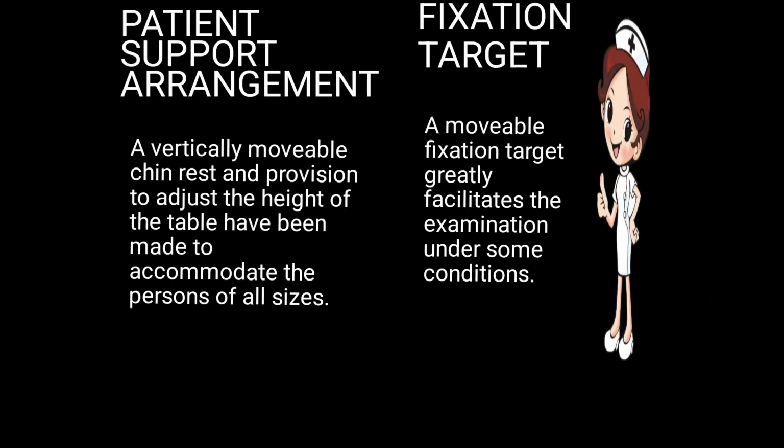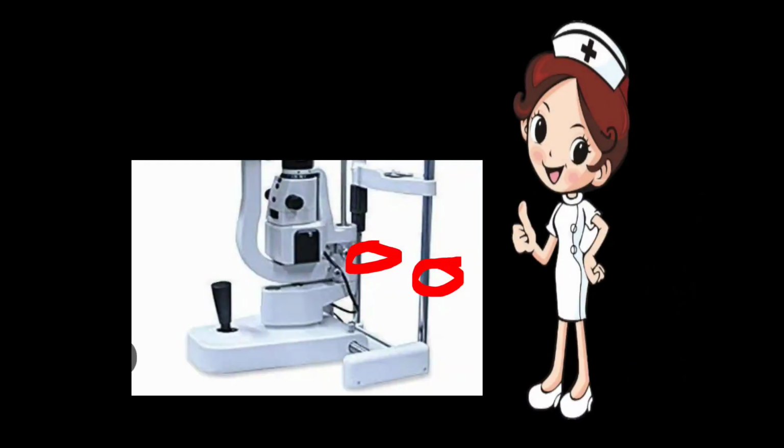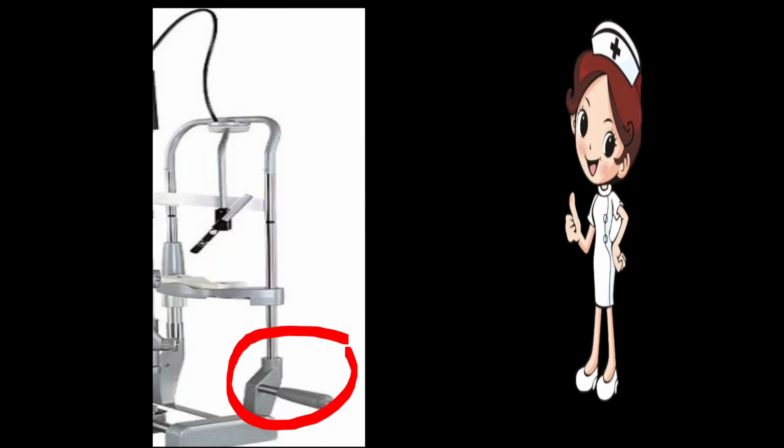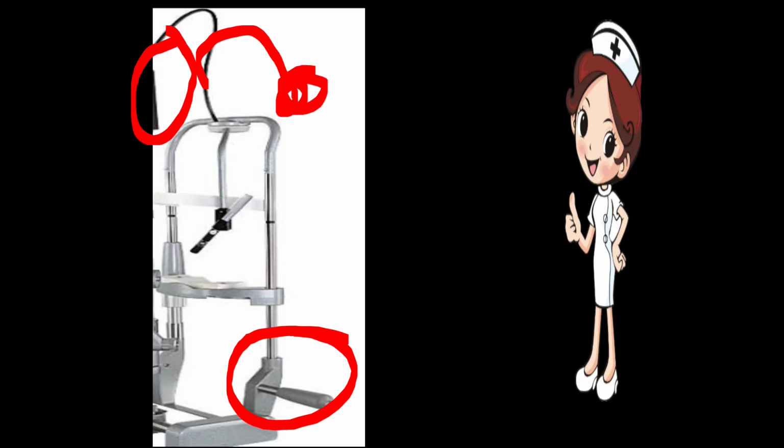Next one is fixation target. A movable fixation target is given. Okay, so this one is the knob present here which the patient has to hold, and this one is the fixation target. A light is present here. A red colored light starts blinking. If the patient is PL positive, PL positive means the patient can only perceive light rays. Okay, so we will give the target to the patient, then you have to look at this target. If the patient is PL positive in one eye or both eyes, then we will ask the patient to look in that direction. So this one is the fixation target which we can give to the patient.